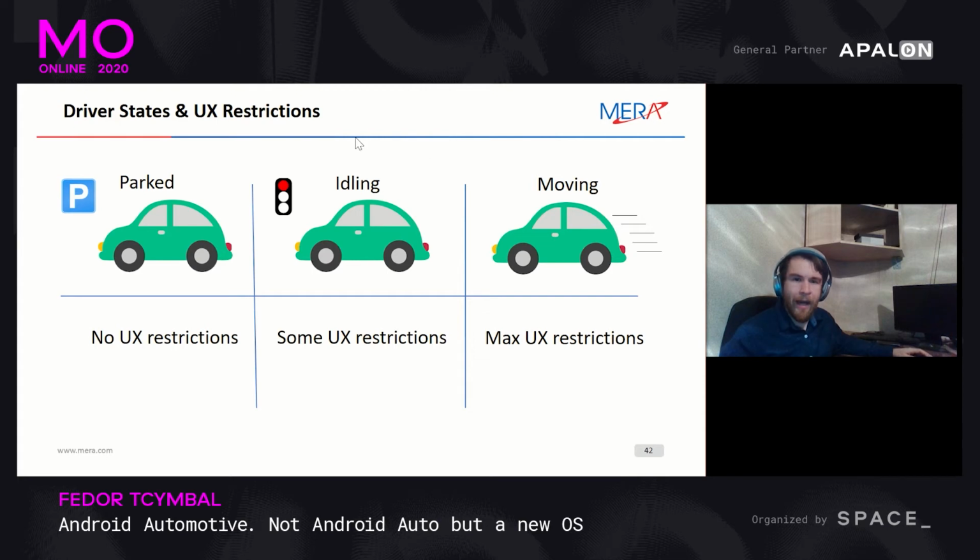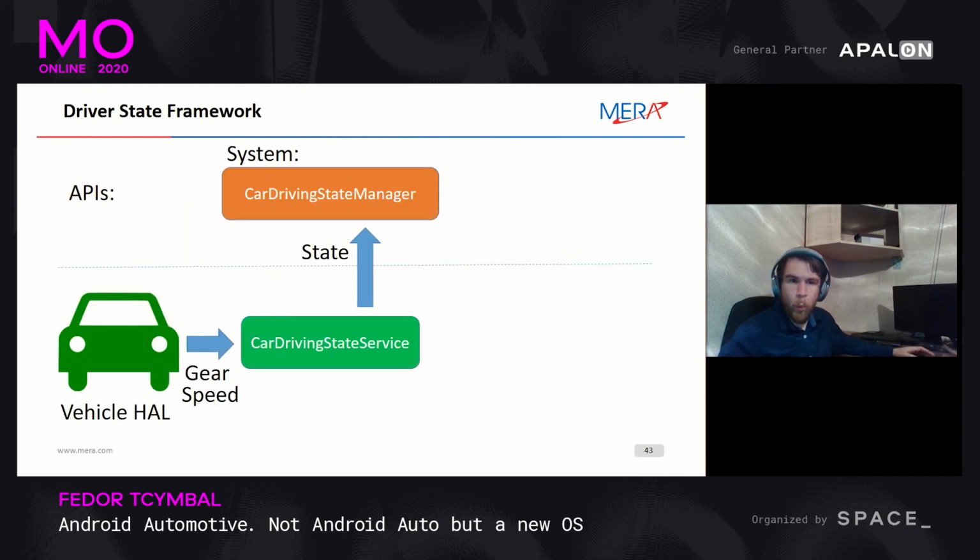The way the system calculates these restrictions, and the reason why there are these two things, states and UX restrictions, is because the first will be available only to the system apps, only to the privileged apps. So basically, let's say from a HAL, from a car, we get two properties. I was talking about properties earlier. These two properties are gear and speed. There is a specific service inside Android called the driving state service, which calculates the state based on this gear and speed, based on these properties. And there is an API, Car Driving State Manager, which is available only to privileged apps.